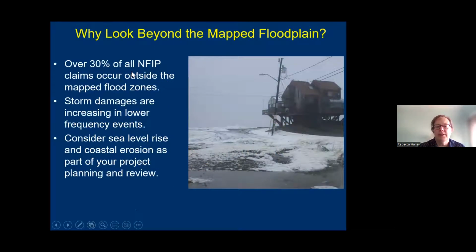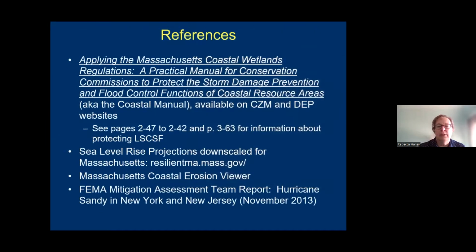So a couple other things to keep in mind: 30% of the NFIP claims do occur outside the mapped flood zones. And so considering sea level rise and coastal erosion as part of siting something along the coast is important. The flood maps capture the projected flood zones at the time the flood study is done. So that doesn't take into account future erosion or sea level rise. So trying to make sure that's part of your planning is strongly recommended.